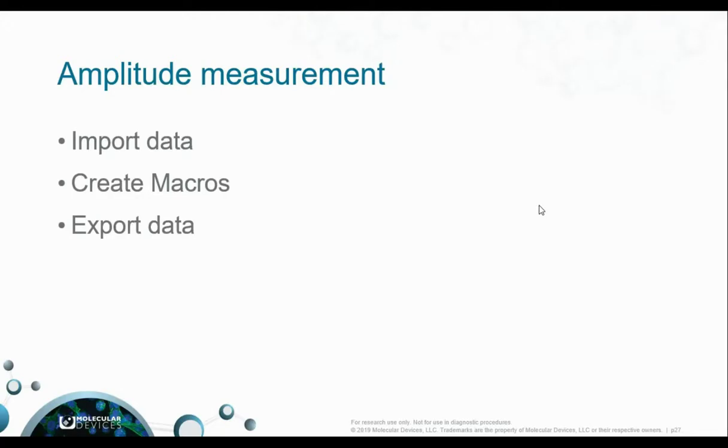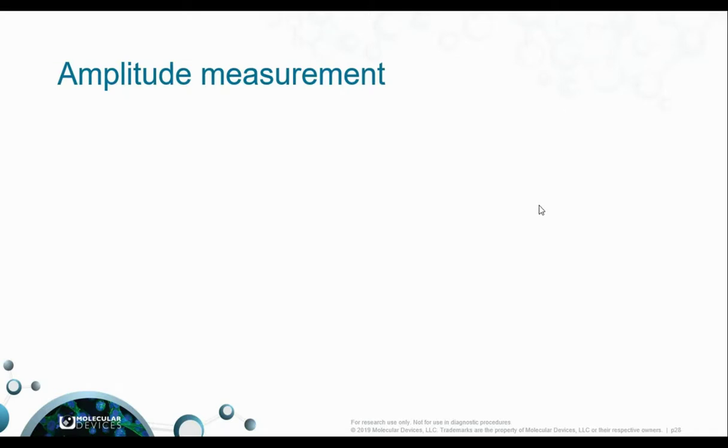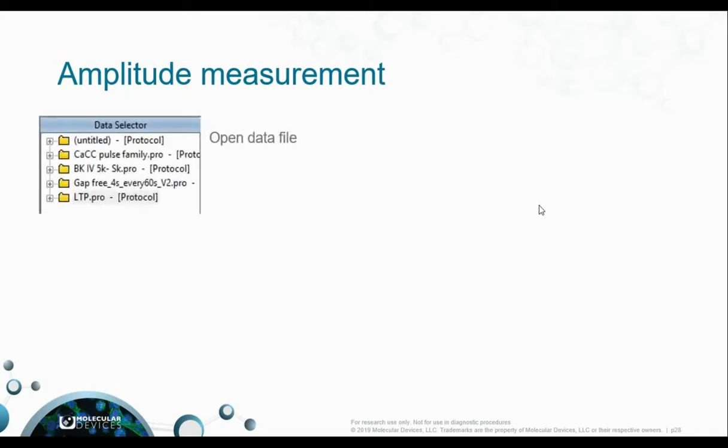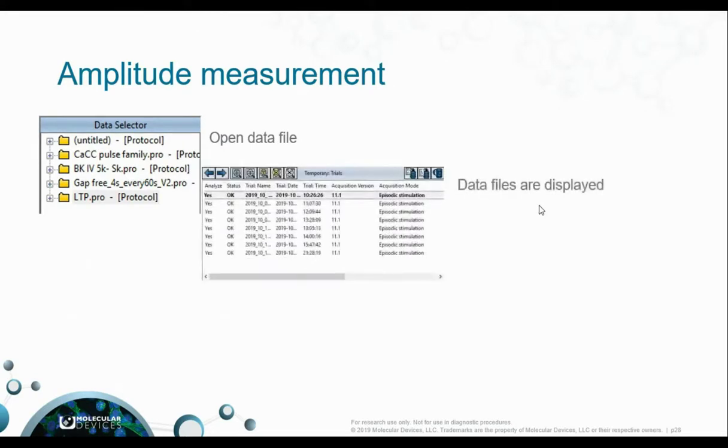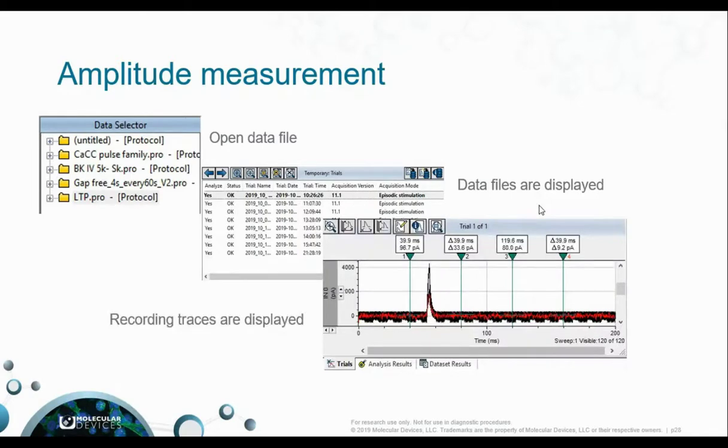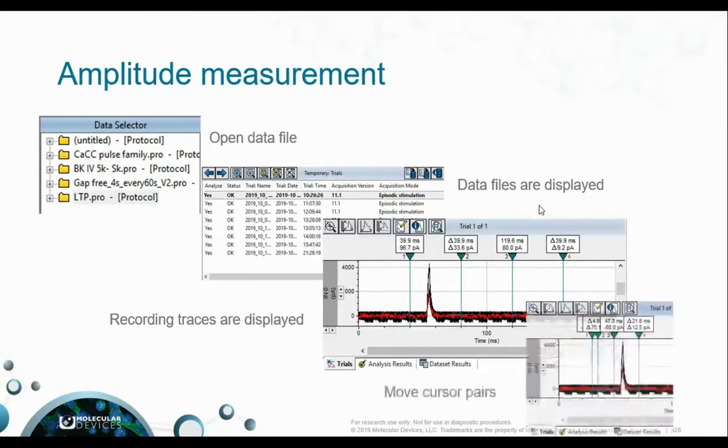Now I will use the amplitude measurement to show you how to import the data, create the macros, and export the data. Now what we need to do is that first we open the data file. The data will be imported to the data selector. Then the data file will be displayed. Recording traces are also displayed.